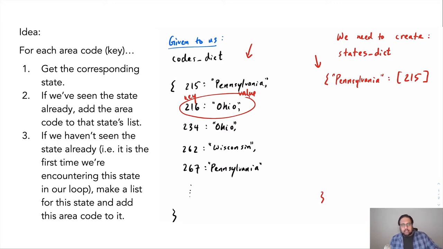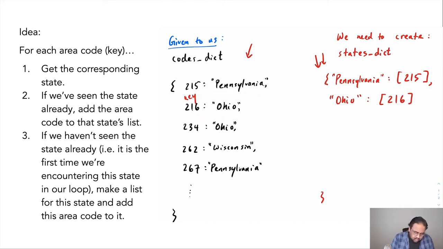So what my three-step process says is first, determine what the state is. Here it's Ohio. Then check to see if Ohio is one of the keys in my new dictionary. Is it right now? No, the only key in my new dictionary is Pennsylvania. So what I need to do is make a new key value pair where the key is Ohio and the value is this list 216. Okay, let's move on.